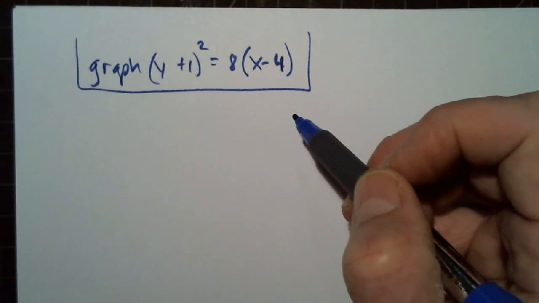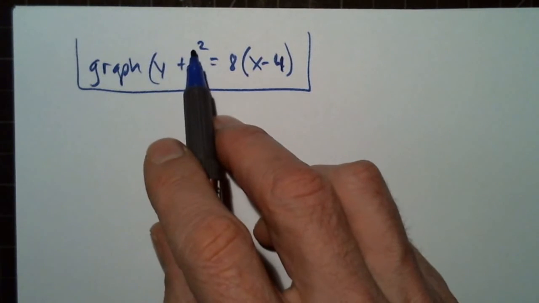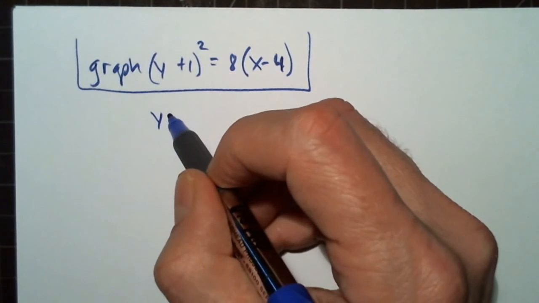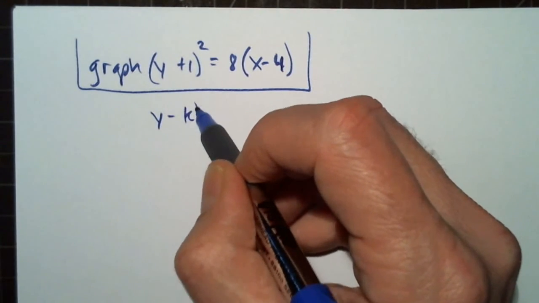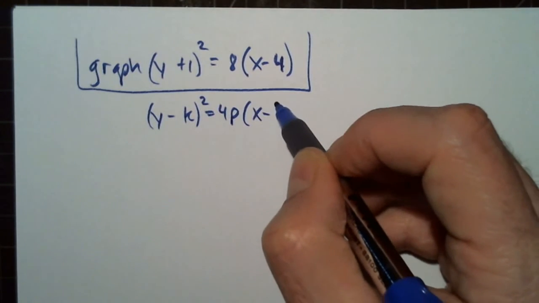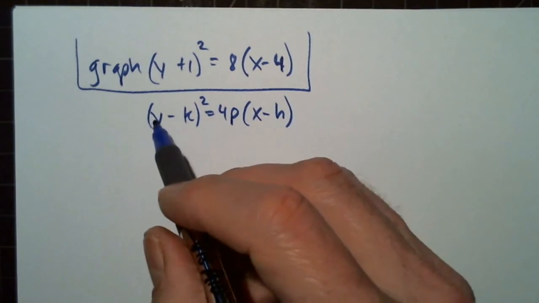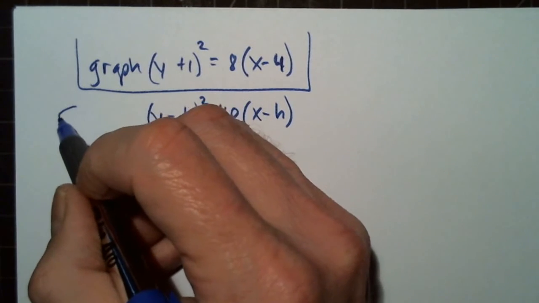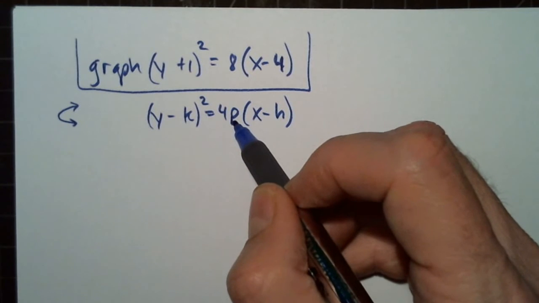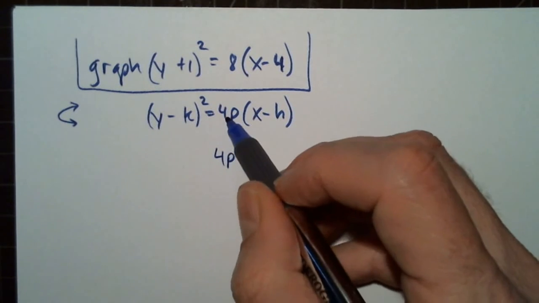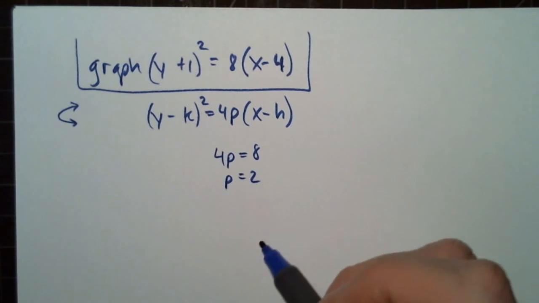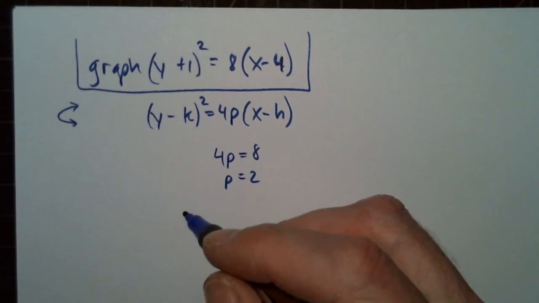So this one is different because we have y squared, but we also don't have the right form here. We need y minus k equals 4p times x minus h. Since y is squared, we know the parabola can open horizontally. And we also don't know p, so we have to say that 4p is equal to 8, so p equals 2.